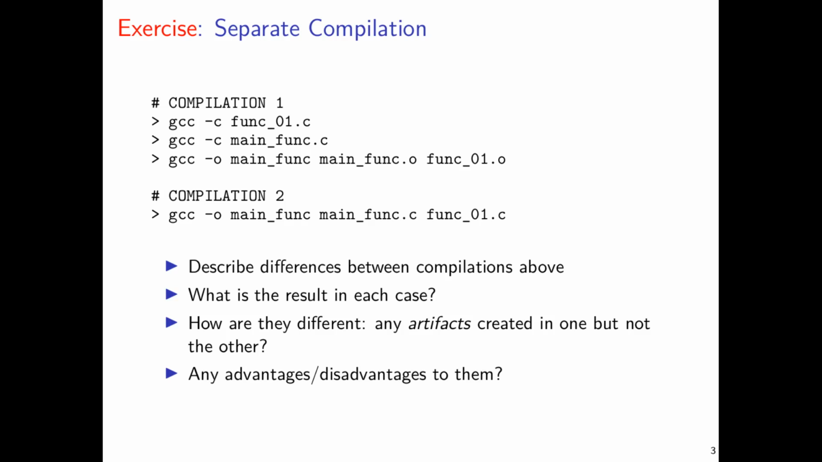A few overview notes. We have discussed now this ability to separately compile code. The top level compilation, number 1, compiles each C file on its own and creates a .o object file, whereas compilation 2 will immediately convert all C files into object files in temporary space and mash them together to create this executable called main-func, whereas in the first compilation that's done explicitly as a last step.